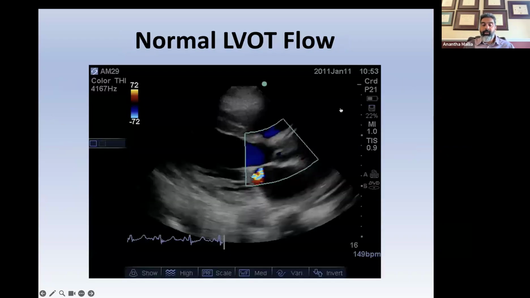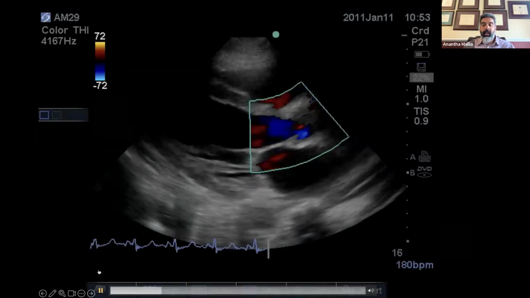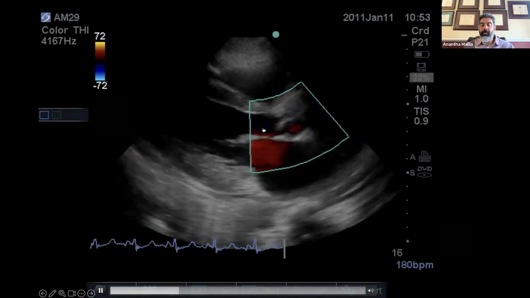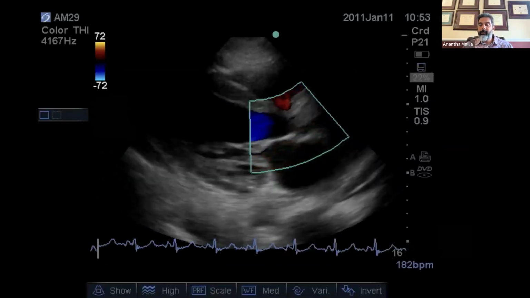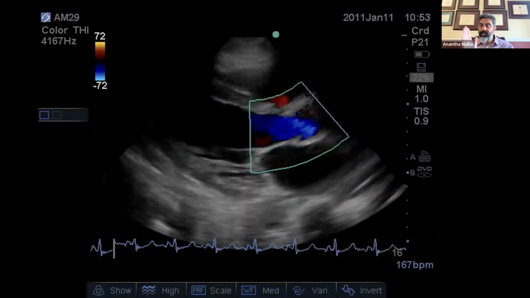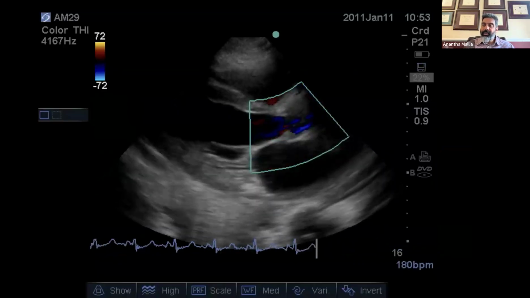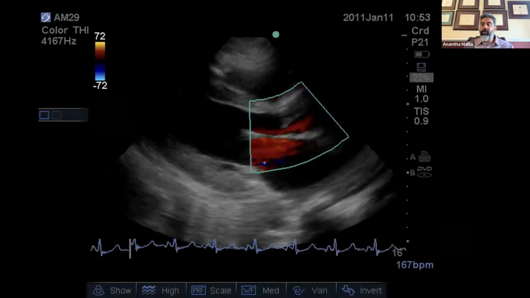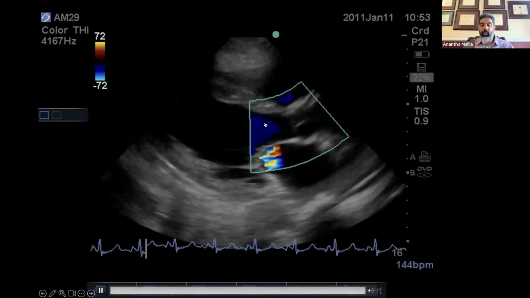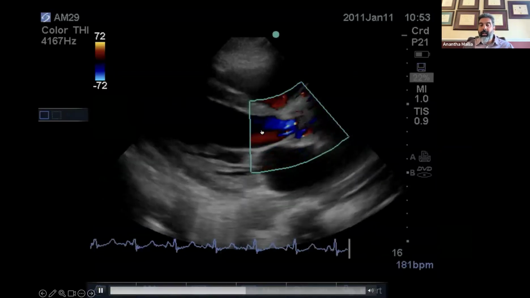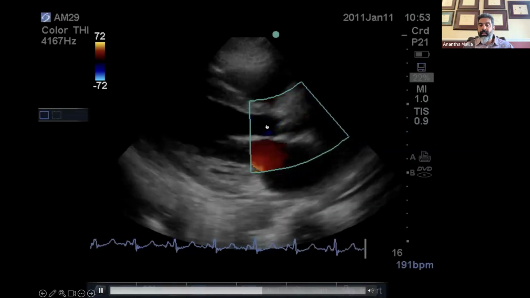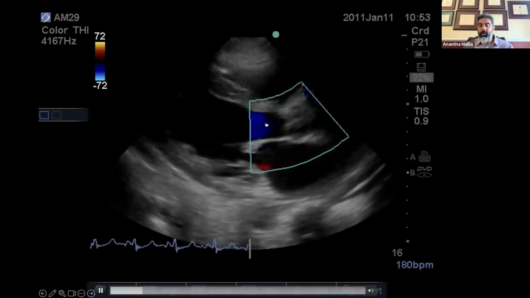Okay. So here is a video of what normal systolic flow through the LVOT should look like. When you're doing color flow Doppler, remember that a single color indicates laminar, single direction flow. Multicolored flow is multidirectional or turbulent. So you can see this is normal: as blood is pushed through the LVOT in systole, you get laminar flow. It's all one color, it's all blue.